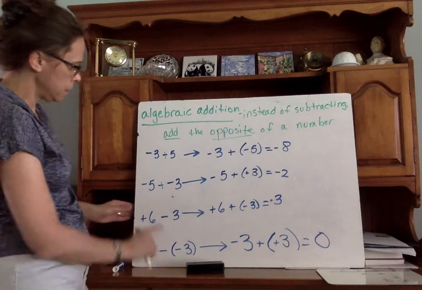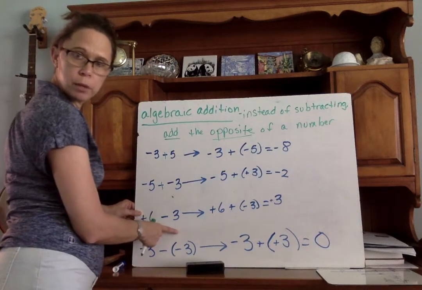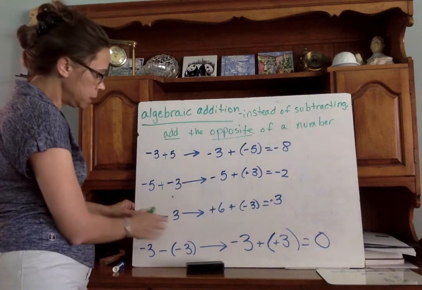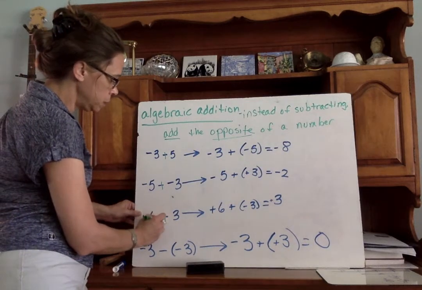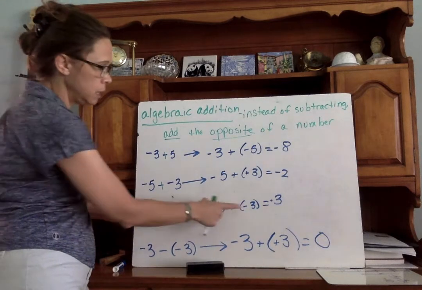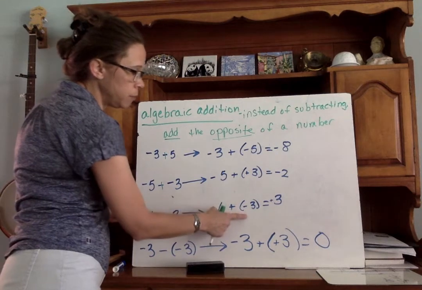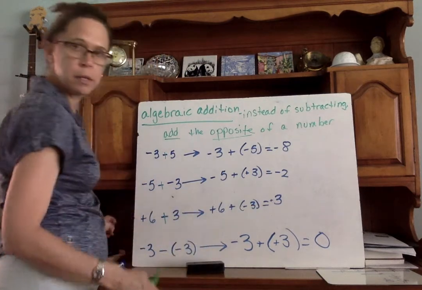Okay? Positive 6 minus 3. There's that minus again. So we want to change this minus to addition. But then I have to use the opposite of the next number. The opposite of 3 is negative 3. So I have positive 6 plus negative 3. The answer there is positive 3.